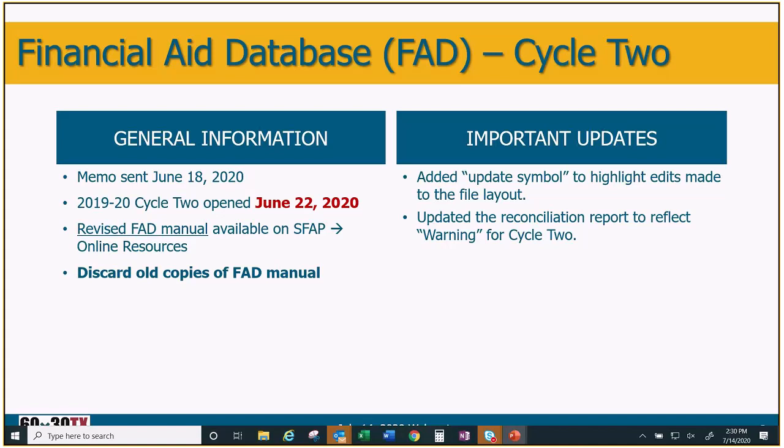Now to clarify, you do still have to do the student level errors. So you will have to go through like you normally do and clear all of those, but it's the end process where you look at all the different program totals and you do that reconciliation form that does not have to be completed for Cycle 2.